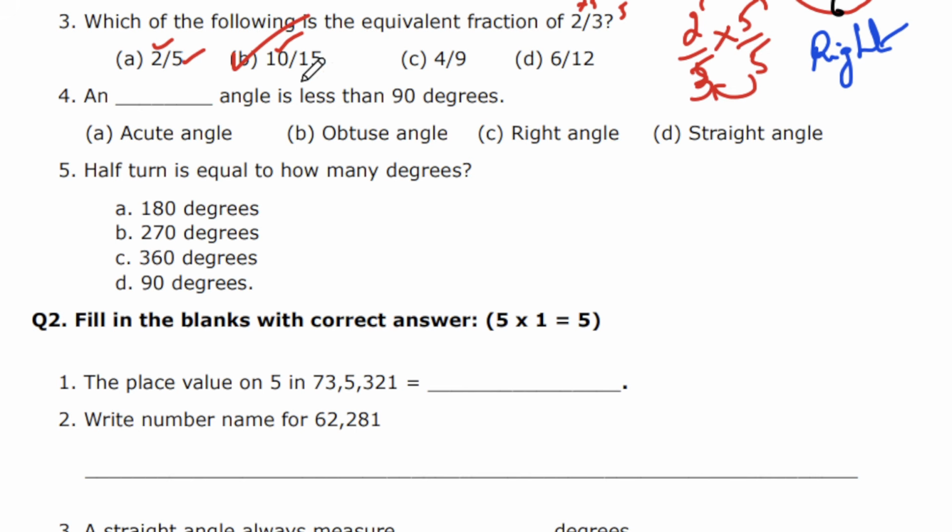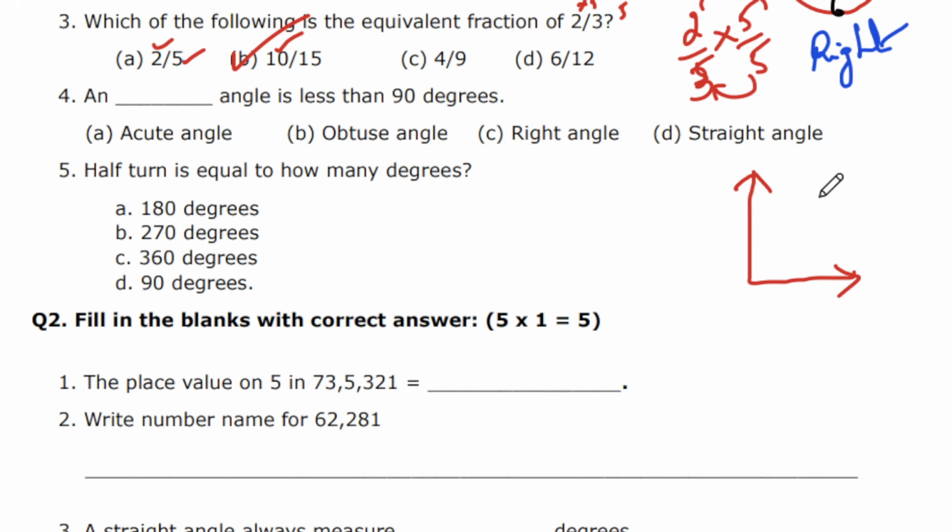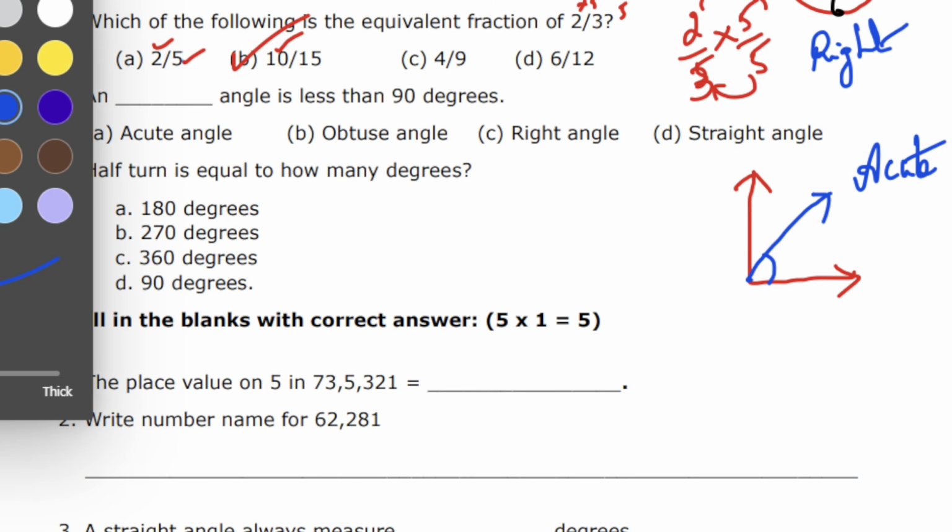A dash angle is less than 90 degrees. For example, this is the 90 degree angle, the right angle. When you have an angle lesser than 90 degrees, it is called an acute angle. Less than 90 degrees is called an acute angle. So where is the acute angle? The answer is A.